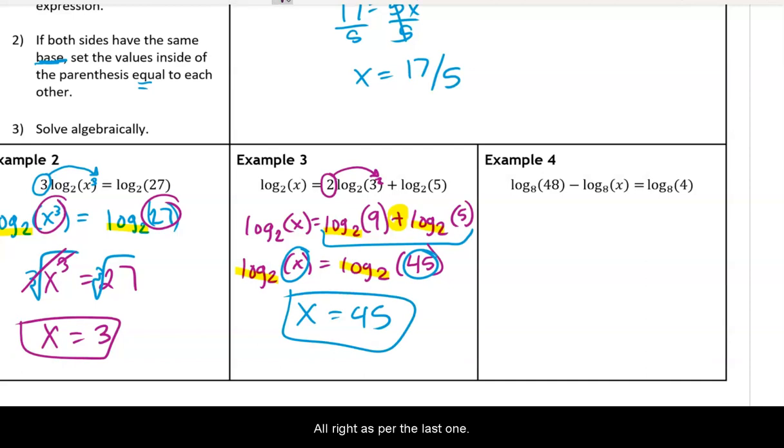All right, as for the last one, we have log base 8 of 48 minus log base 8 of x equals log base 8 of 4. Okay, if you remember from yesterday, when we have two logs with the same bases and they're being subtracted, that means we are dividing the insides. So this side we're going to say log base 8 of 48 divided by x equals log base 8 of 4.